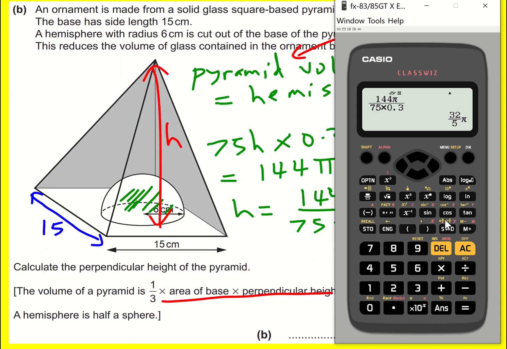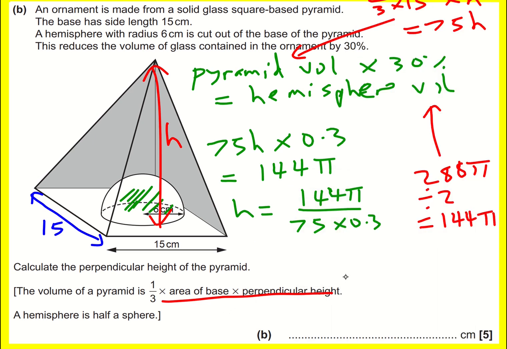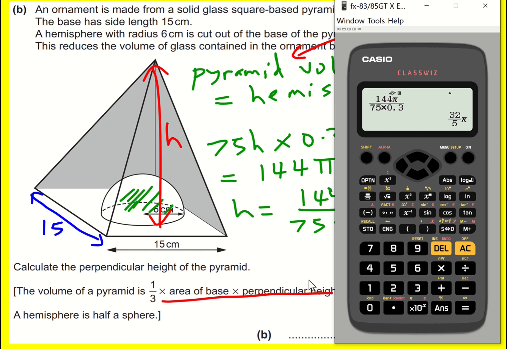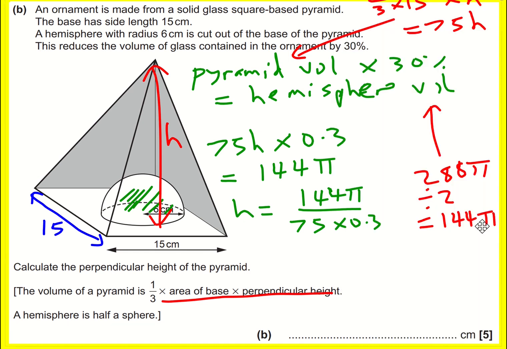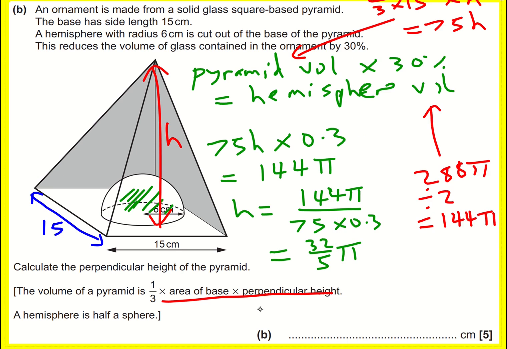Does it say 32 over 5 pi, which is 20.106? I think it's useful to write it down exactly. 32 over 5 pi. I think in this case, it's a fraction, it's not that nice. And they've given dimensions of 15 here, so I'm going to write it as 20.106. Okay, that actually is enough for the 5 marks, but let's round it to 3 significant figures, 20.1 centimeters.